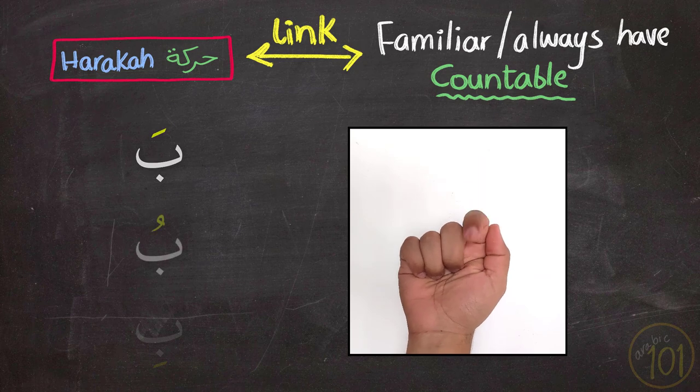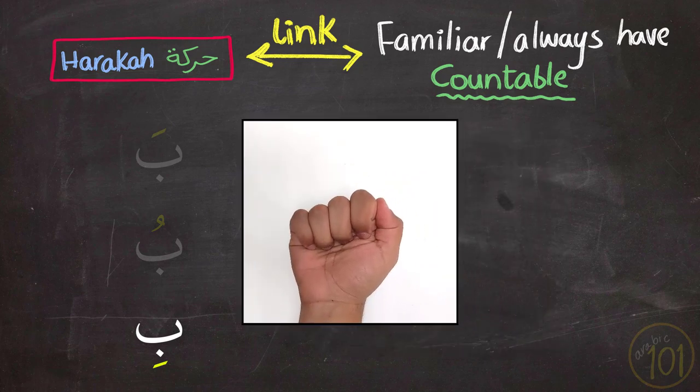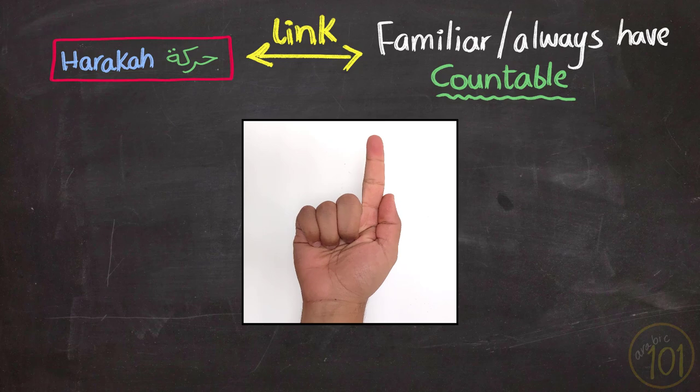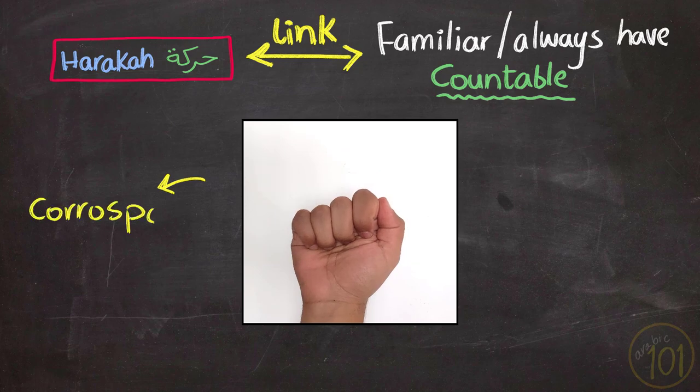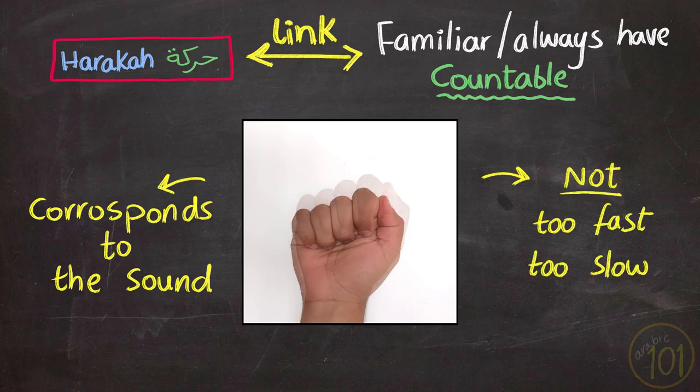ba, bu, bi. Just make sure that you train this movement often enough so that you can tell how fast or slow you should grasp or release your finger, since this movement that you're training now will become your own measurement unit. So try to do it in a way that corresponds to the movement of your hand, and try not to make it too fast or too slow.